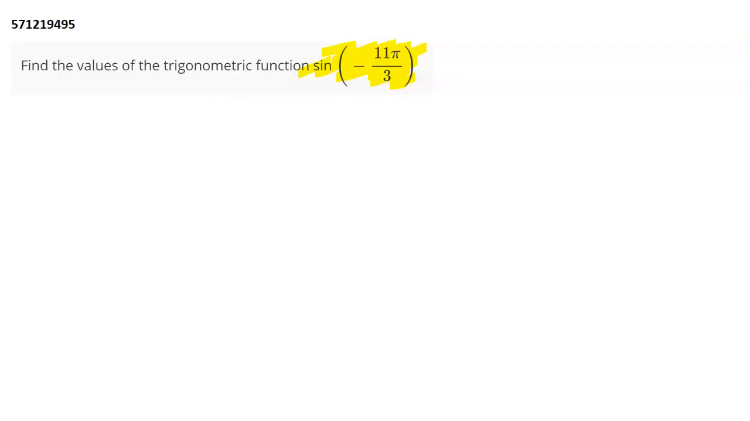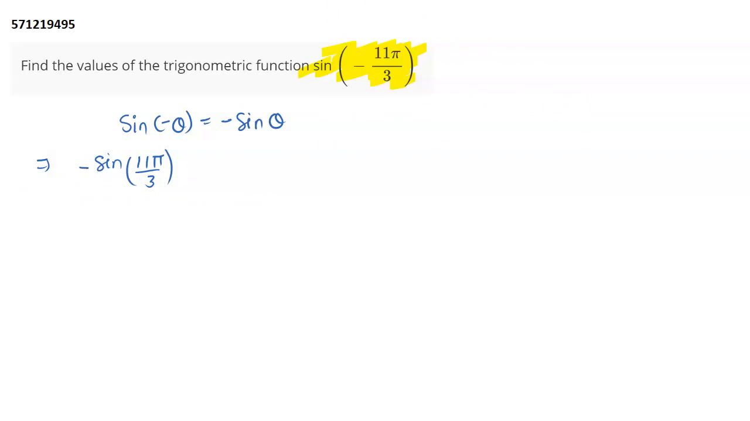So here we are going to use a very general formula, which is sine of minus theta is equal to minus sine theta. Alright, you must remember this formula. By using this, the function becomes minus sine of 11 pi by 3. I've done nothing but substituted theta is equal to 11 pi by 3 here. So this minus sign has come out and I have written it in this format. Now I'm required to find out the value of minus sine of 11 pi by 3.